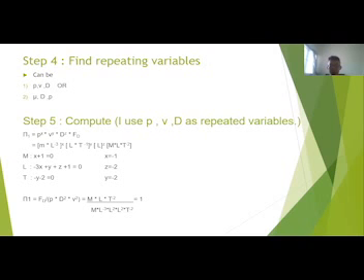So step 4, we have to determine our repeating variables. In these questions, the repeating variables can be density, velocity, diameter, or viscosity, velocity, diameter, or viscosity, diameter, density. So we'll proceed to step 5, compute. In this case, I use density, velocity, diameter as repeating variables. So for pi 1, we have to write pi 1 equals to ρ to the power of x times V to the power of y times D to the power of z.